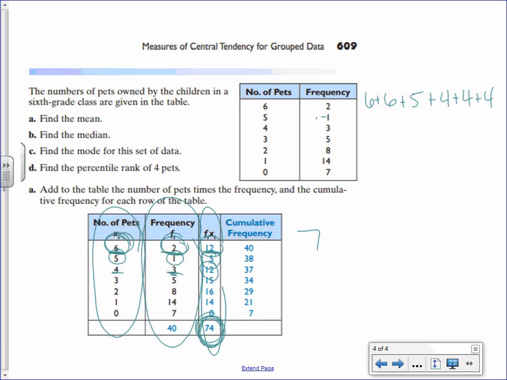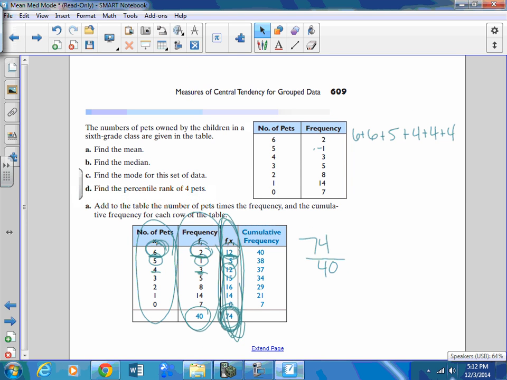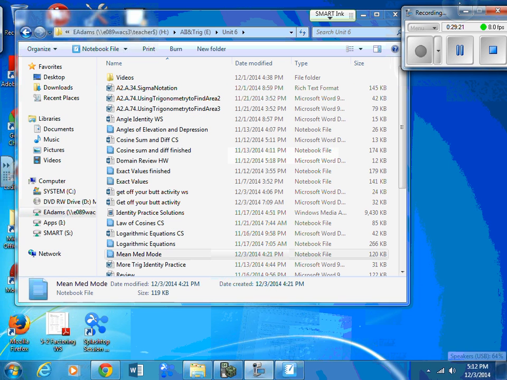So to find the average, I'm going to do 74, because that was the total number of pets for every single person, divided by 40, because that's the total number of kids that I asked. Okay, so I just wanted to show you this other way that stuff can be expressed in a table. I think you've probably worked with this stuff before, but again, just to recap on statistics.